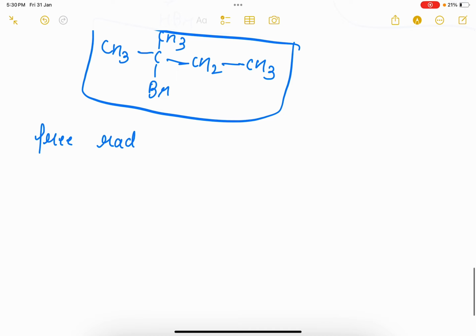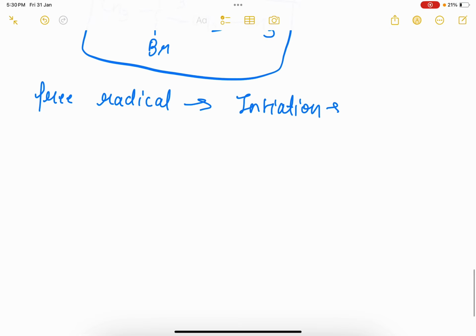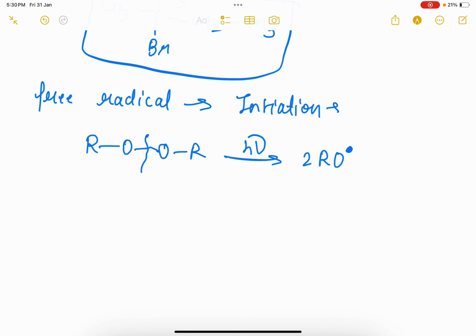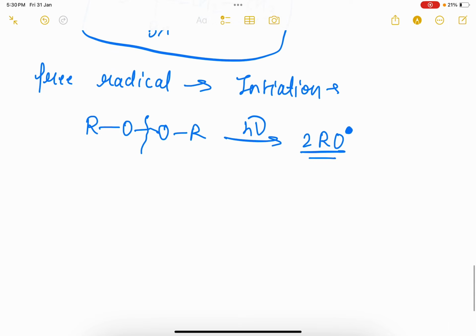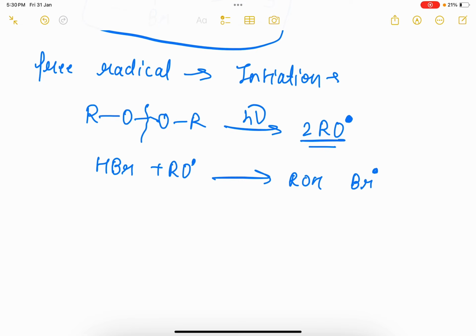The free radical mechanism contains three steps. The first step is initiation, the start of reaction, in which firstly the peroxide ROOR undergoes homolysis in the presence of sunlight, and it forms RO free radical. This is the free radical. After that, RO free radical attacks HBr and it gives us Br free radical. So this is the first step, the initiation of the reaction.